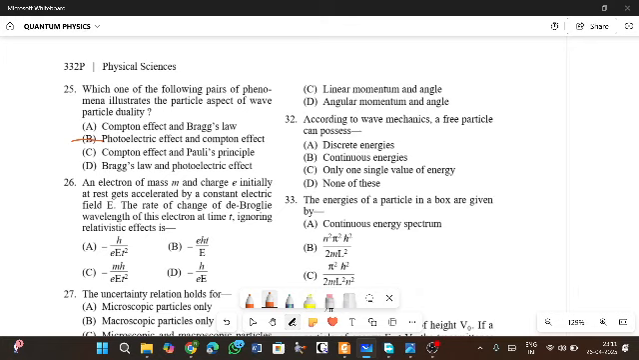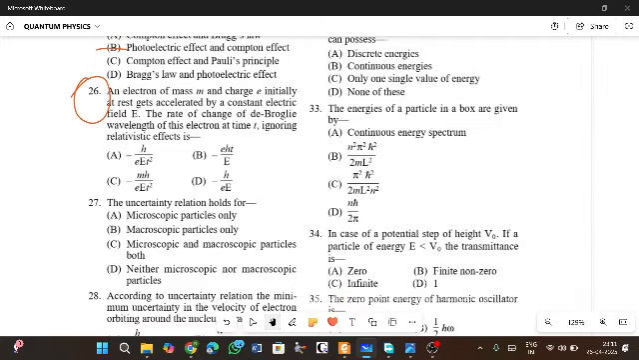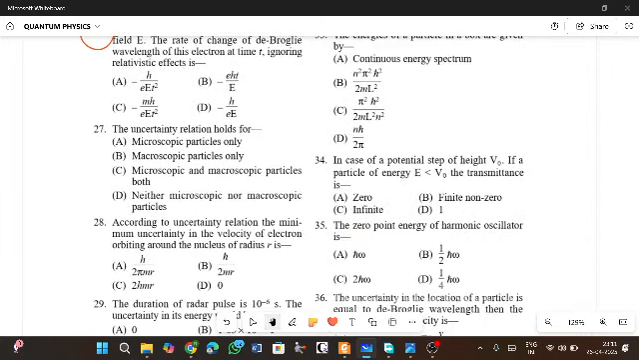And 26 I will discuss in the next class. It contains some derivation part. Okay, I will discuss this in the next class. The uncertainty principle holds for microscopic particles only. Obviously all the materials are made up of microscopic particles, atoms. So the uncertainty principle holds for microscopic particles only.